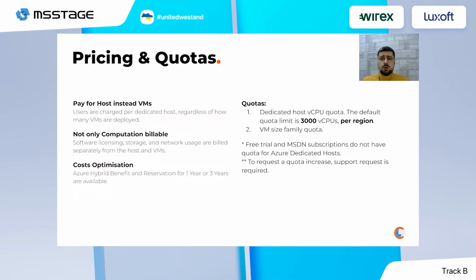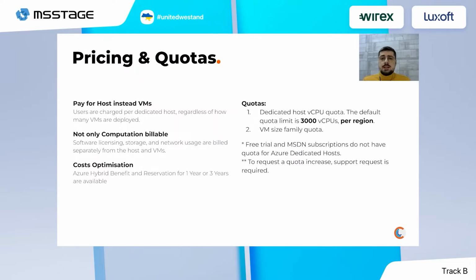At the same time, we are free of charge for VMs deployed to this host. So you are still eligible to host your VMs elsewhere for additional billings. As for other payments, we will need to pay separately for software licensing, storage, and network usage.